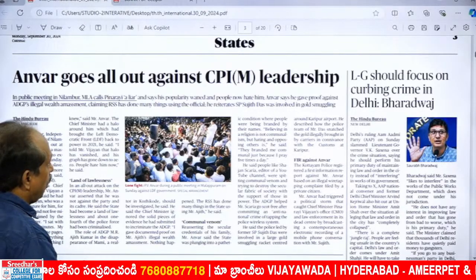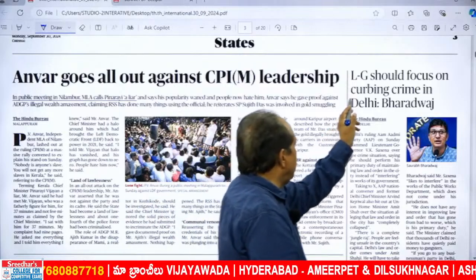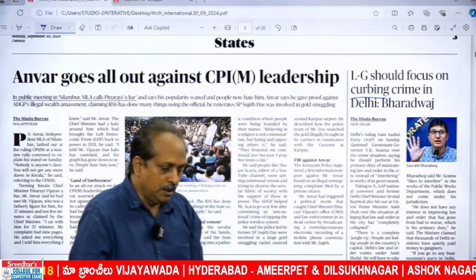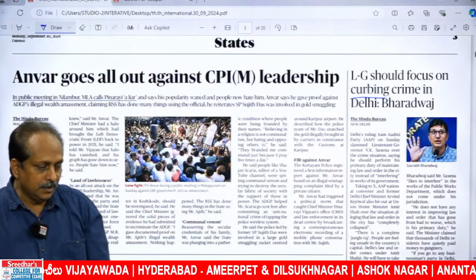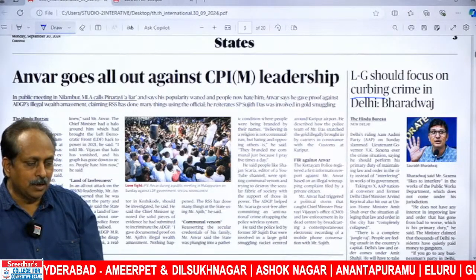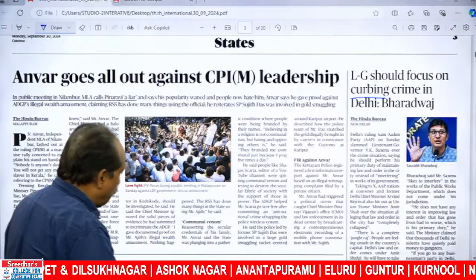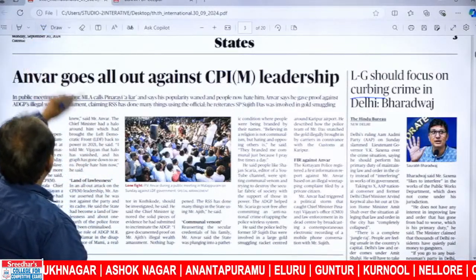LG should focus on curbing crime in Delhi. Curb, we have got so many times. Curb means what? To restrict. Storyteller, that's right. Curb something means what? Restrict something. Entice also you can say. Very good, art world. I appreciate that.